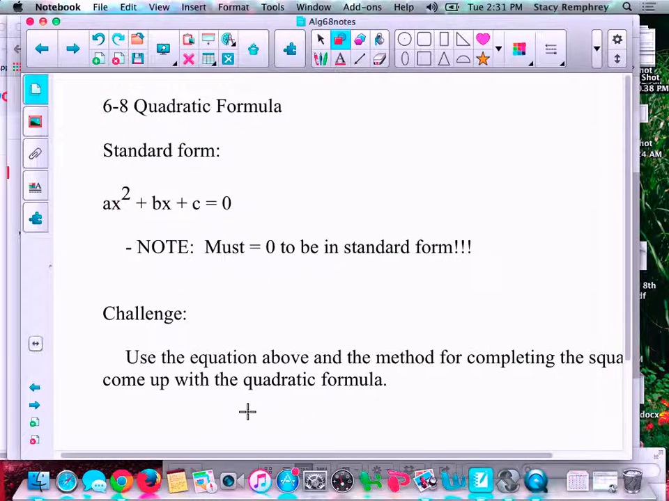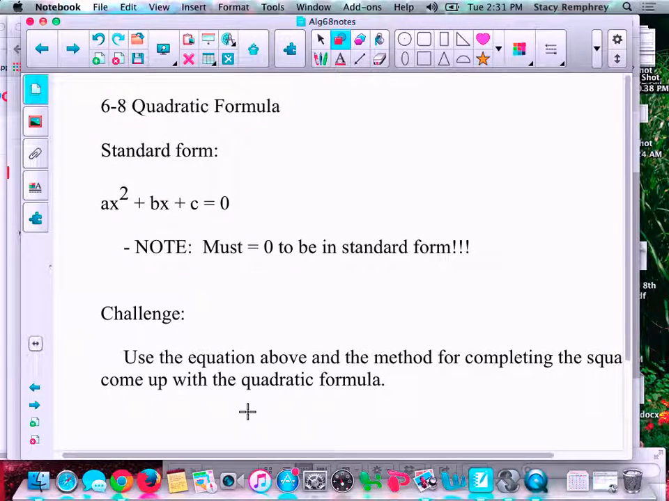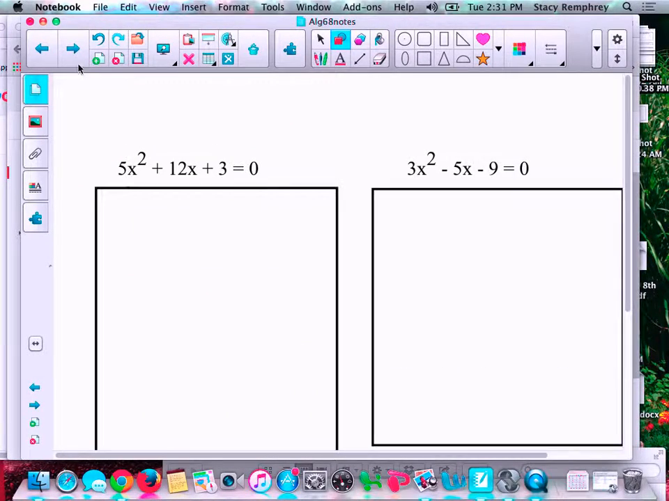Again, this quadratic formula was found by completing the square. It's not just a made-up formula. If you use our method of completing the square with this formula, you would derive the quadratic formula.